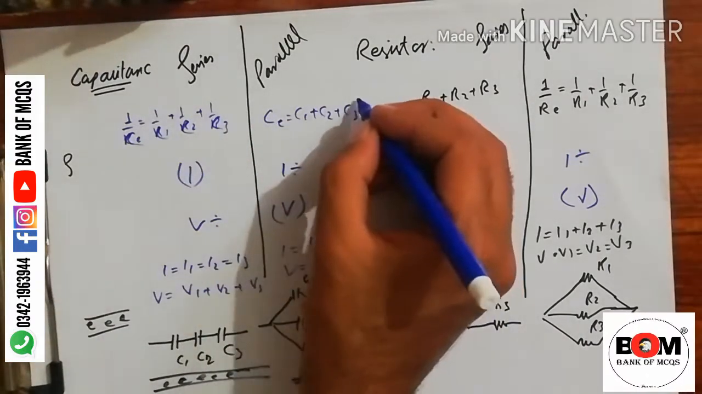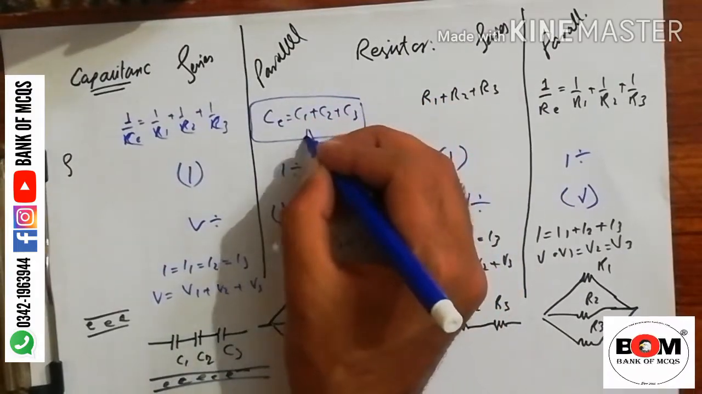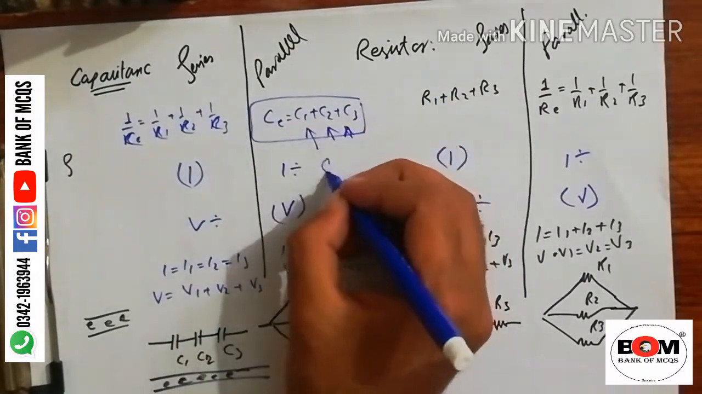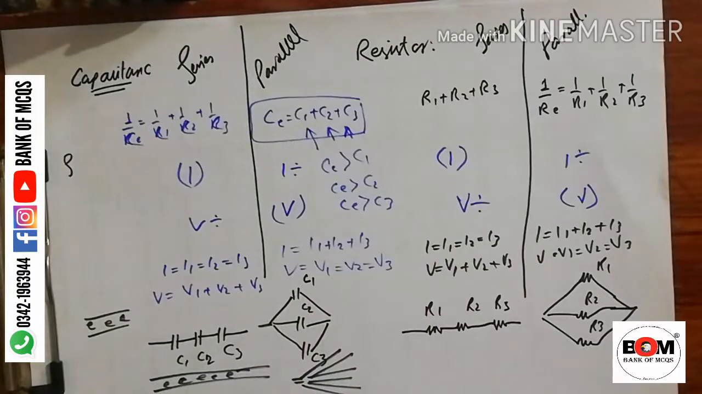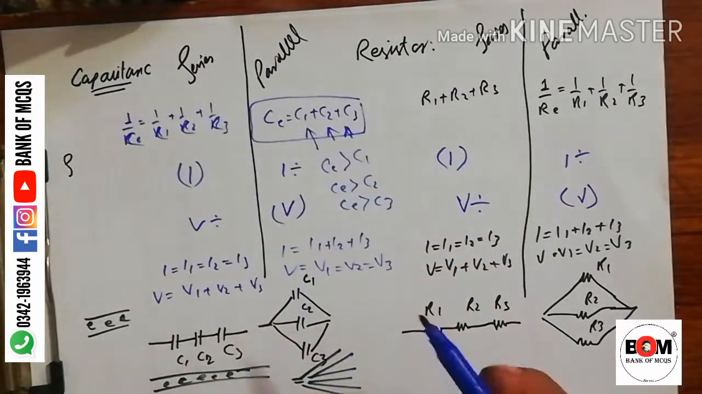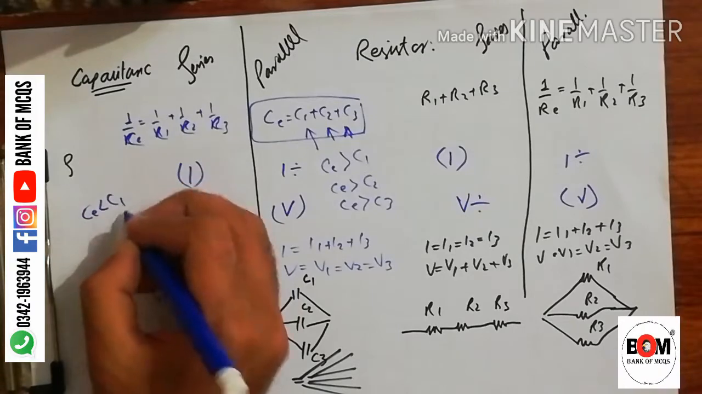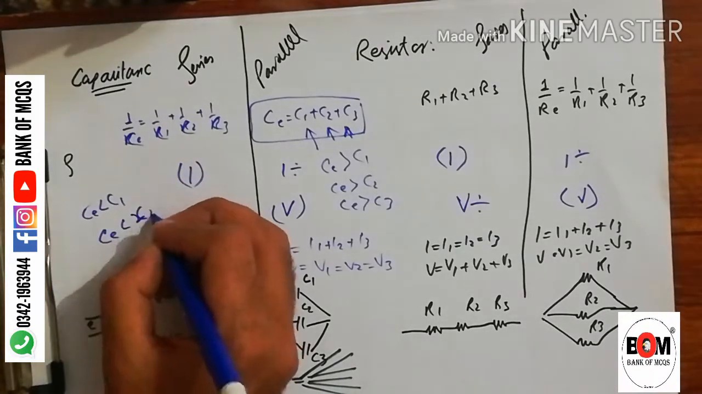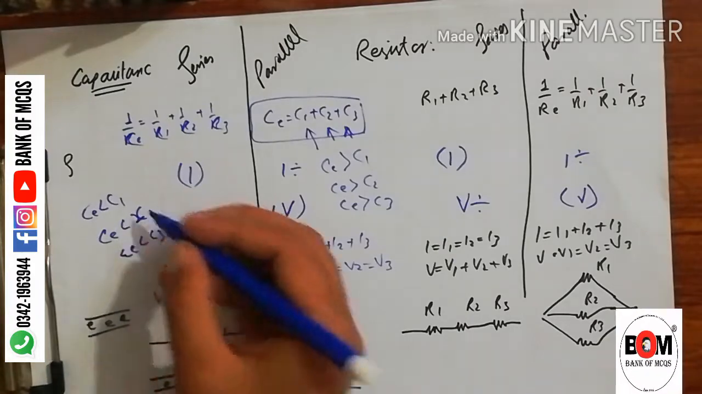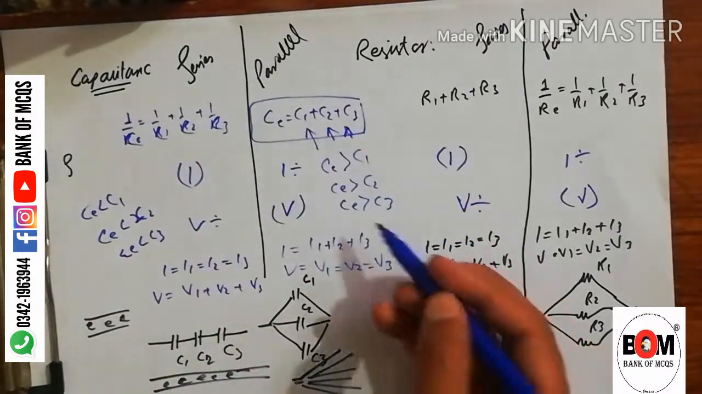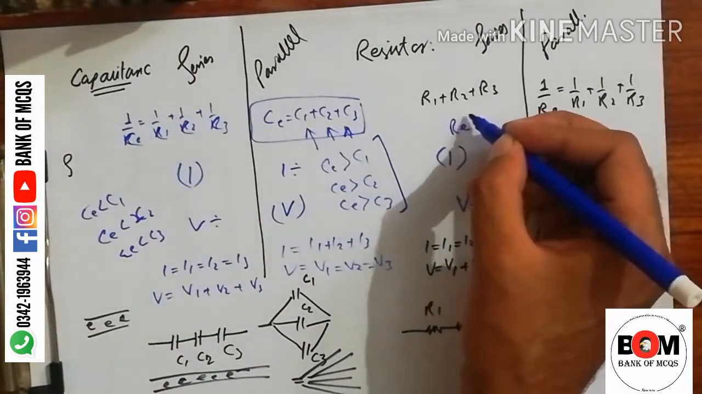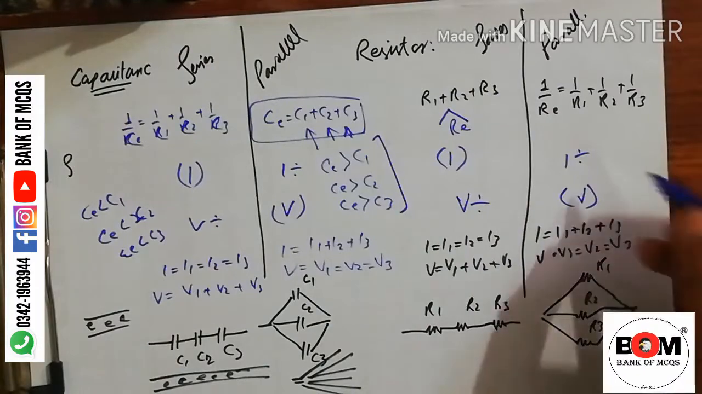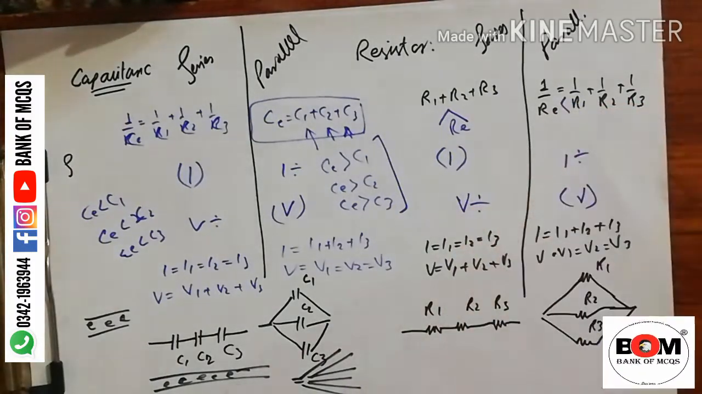Now in this case, if we see that there is some value of C1, C2 and C3, so CE is always greater than C1, CE is also greater than C2, and CE is always greater than C3, because these are added and they give us CE. But in the other case, CE is less than C1, CE is less than C2, and CE is less than C3. C1, C2, C3 means each individual capacitor. So the equivalent capacitor will be greater than C1, C2, or C3 in the parallel case. In the other case, RE will be less than R1, R2, or R3. So this is the point.